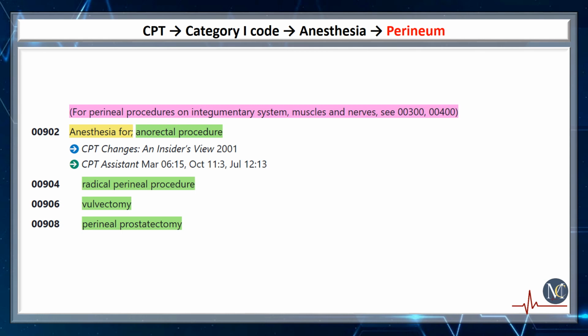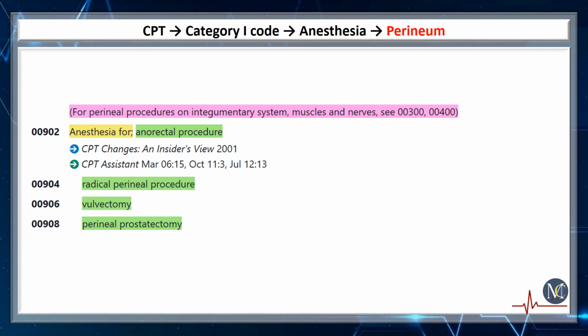Next code is 00906, vulvectomy. Vulva is a global term that describes all the structures that make up the female external genitalia. Ectomy means removal. The provider performs anesthesia services for a patient undergoing excision of the external genitals of the female.